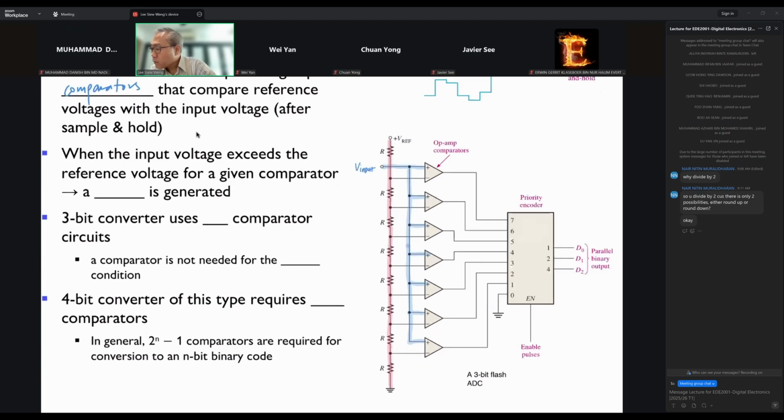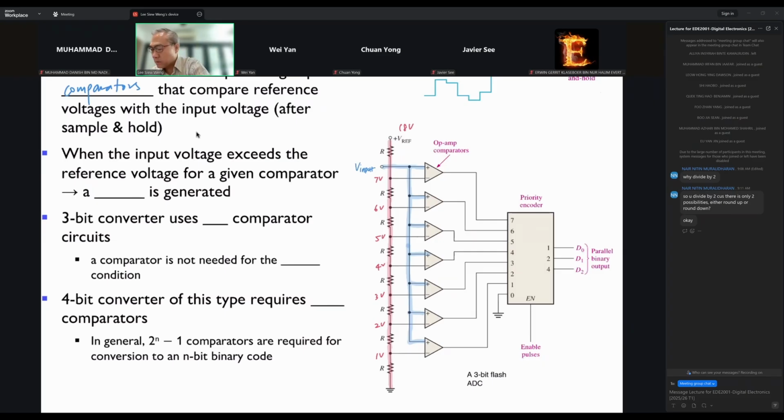So you have 1, 2, 3, 4, 5, 6, 7, 8. Basically, you'll be dividing this voltage by 8. So let's say this is 8 volts. Then this will be 7, 6 volt, 5, 4, 3, 2, and 1 volt. So what you are doing here is comparing your input with 7 volt, with 6 volt, with 5 volts, with 4 volts, with 3 volts, and 2 volts, and 1 volt, and so on and so forth.